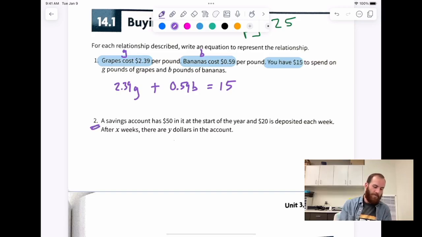All right, let's look at number 2. I want y'all to start this one without me. So pause the video, give it a go. If you haven't paused the video yet, do that. If you have paused the video, listen up.